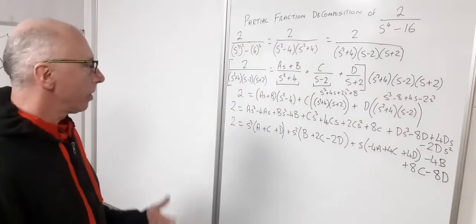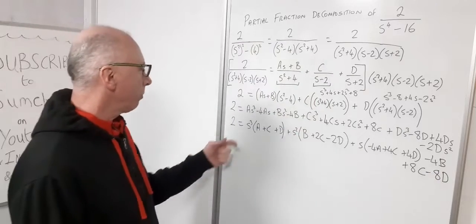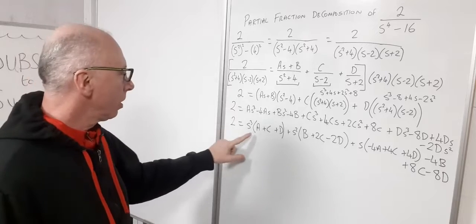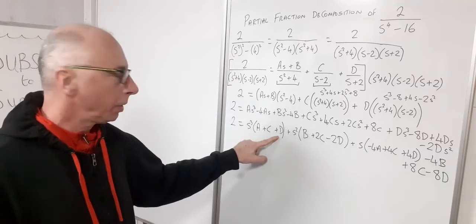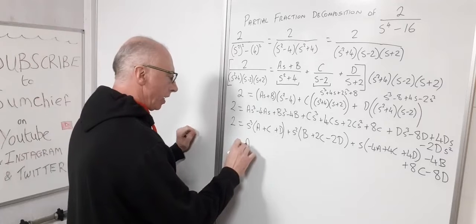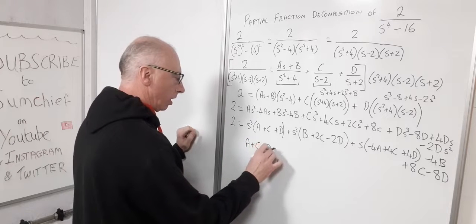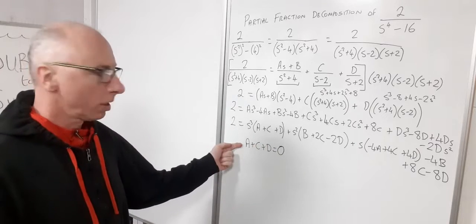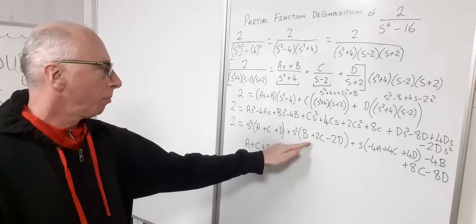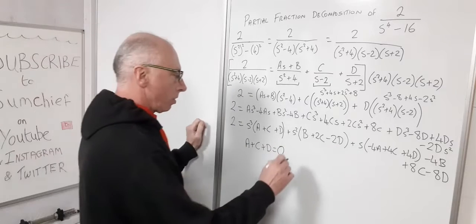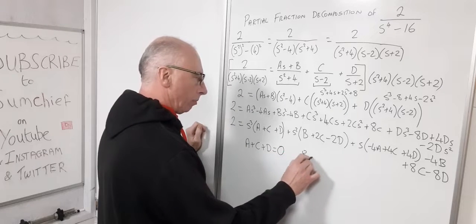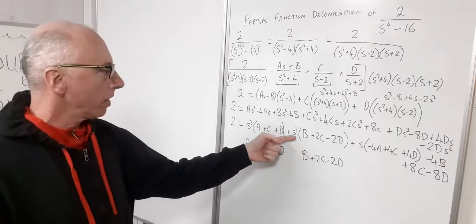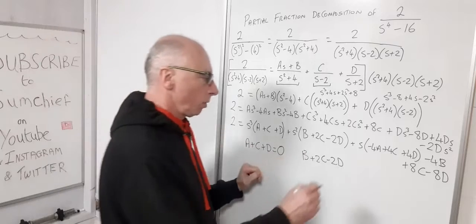Okay, so now let's match up to its corresponding value on the left hand side. So s cubed, there's no s cubes. So basically this here will become 0. So I've got a plus c plus d equals 0. That's the s cubes. Now my s squareds, I've got b, c and d. So that means b plus 2c minus 2d will equal the coefficient of s squared. As there isn't one, then this will also equal 0.